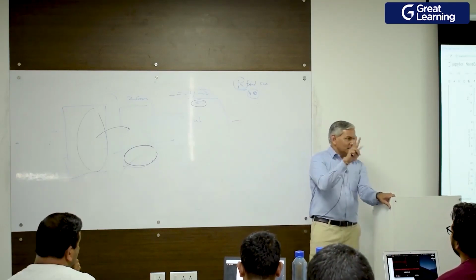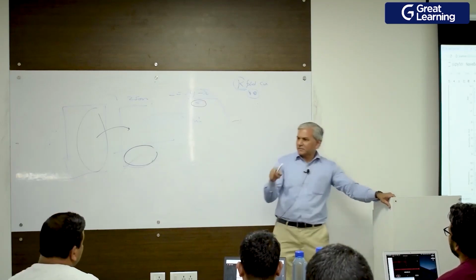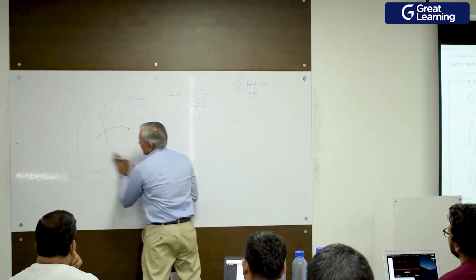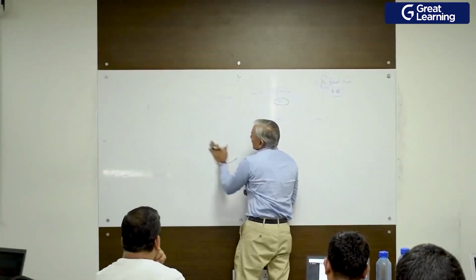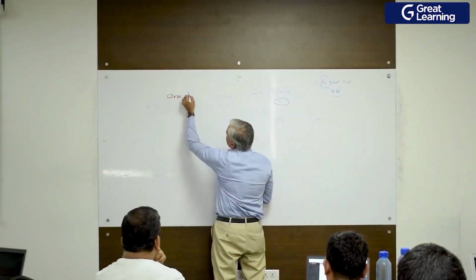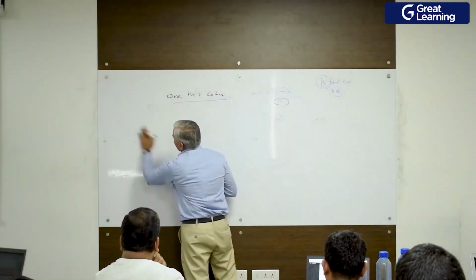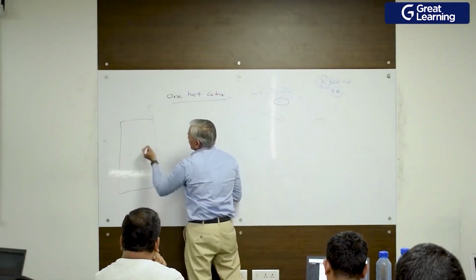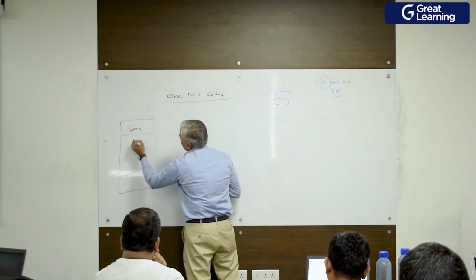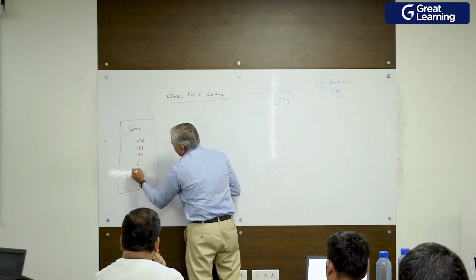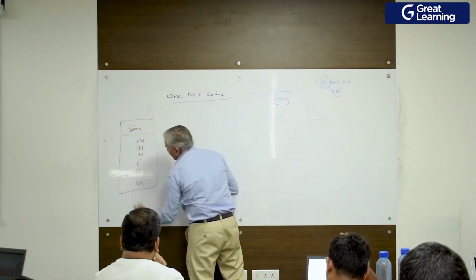The second thing I'll tell. The second problem statement is, we talked about one-hot coding. We talked about one-hot coding, right? Look at this. You have in your data set a gender column which has male, male, male, females, females, okay, males.